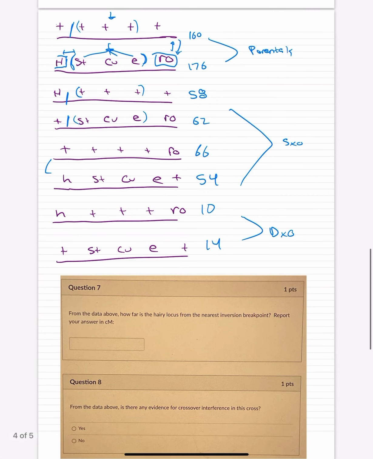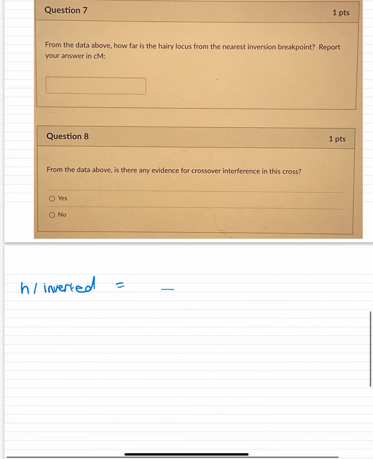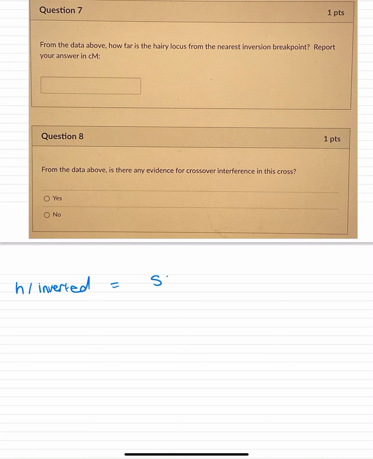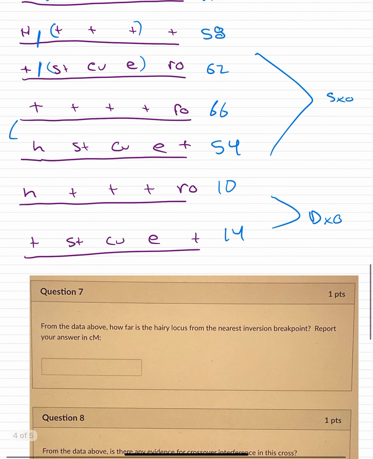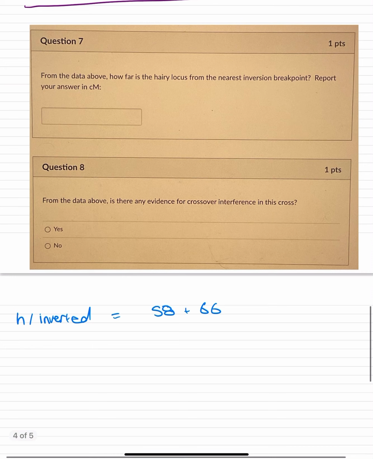All right, so now we're going to add up all of the progeny counts for the crossover between H and the inverted region. It's going to be 58 plus 66. And remember, we're going to include the double crossovers because the double crossovers are still a crossover between H and the inverted region, so we're going to include 10 and 14. Plus 10 plus 14 over the total progeny, which is 600.